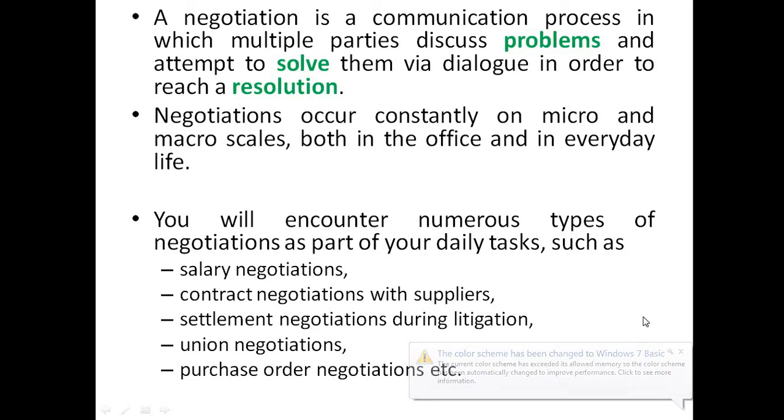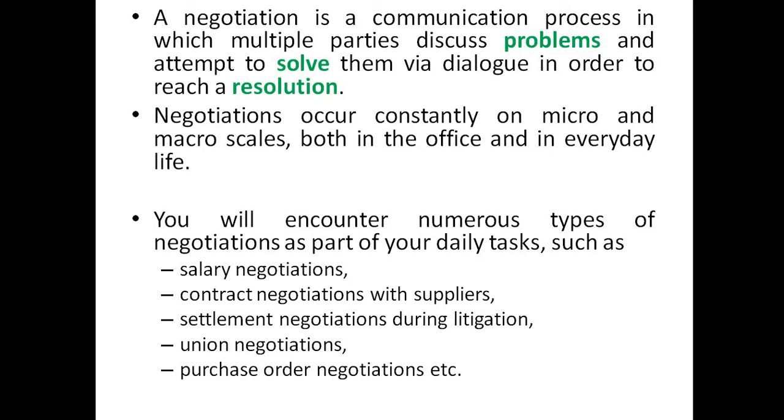So what is a negotiation? It is a communication process in which multiple parties discuss problems and attempt to solve them via dialogue in order to reach a resolution. So we are talking of a method of communication through which we are trying to solve our problems and come to some agreement. This negotiation can occur at a micro level or a macro level. It can occur in the office space or in our own lives also.